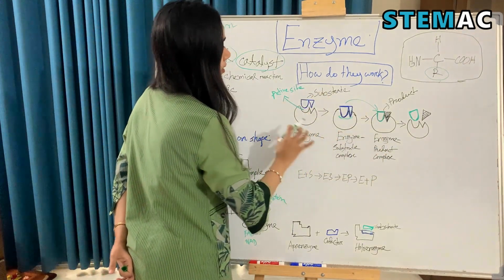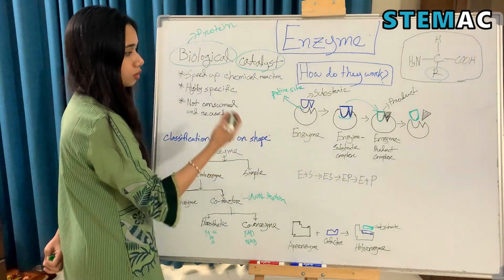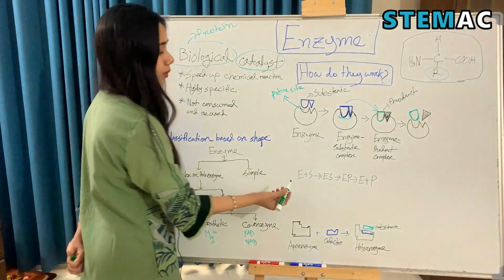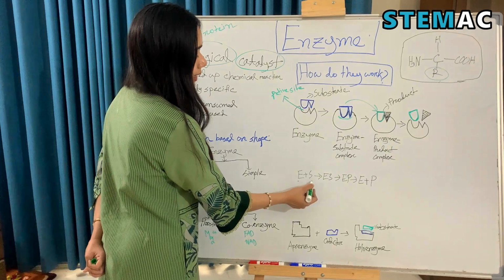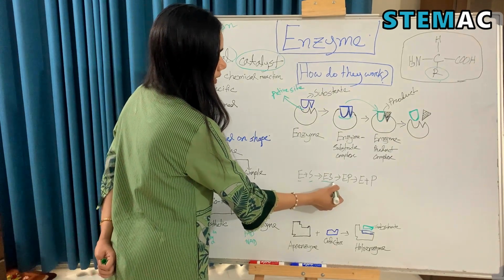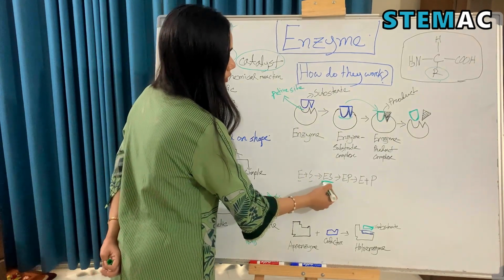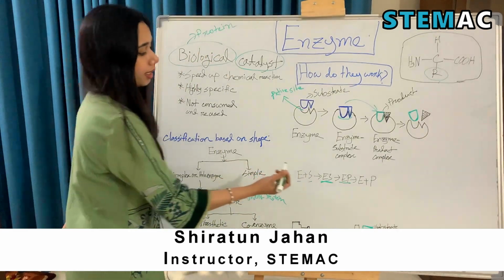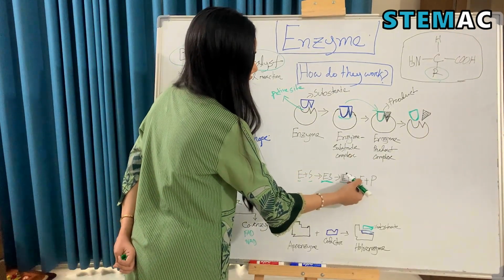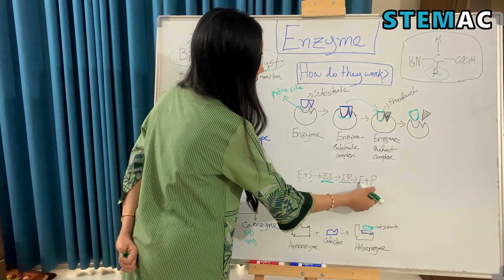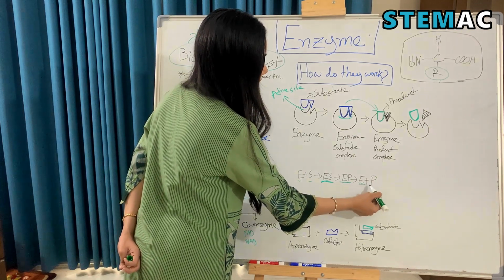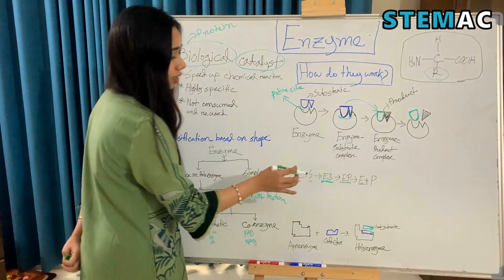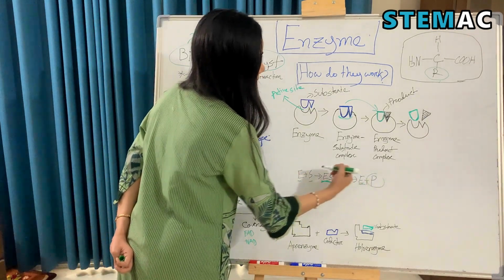So this is basically how an enzyme works. And to put it in simpler terms, we say that the enzyme and substrate together will form an enzyme substrate complex. From the enzyme substrate complex, we will get an enzyme product complex, and from that we will get the enzyme in an unchanged form and the products.